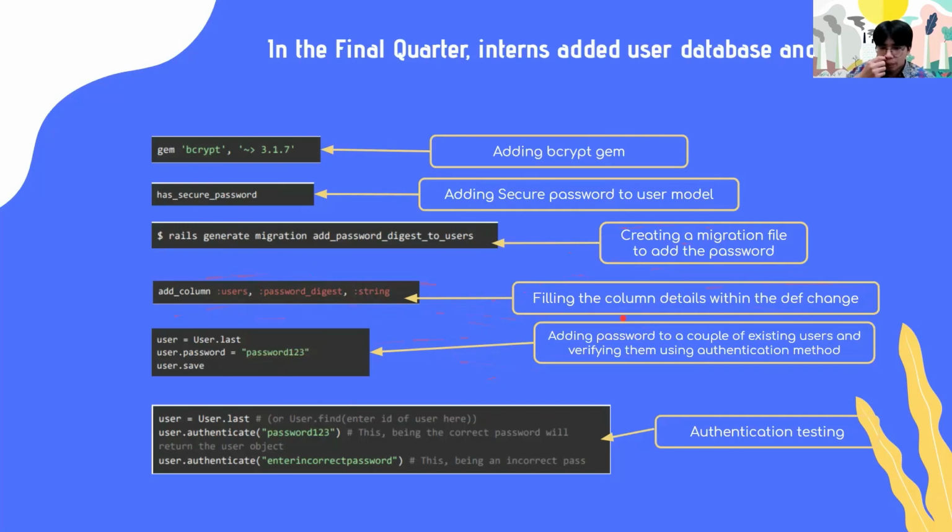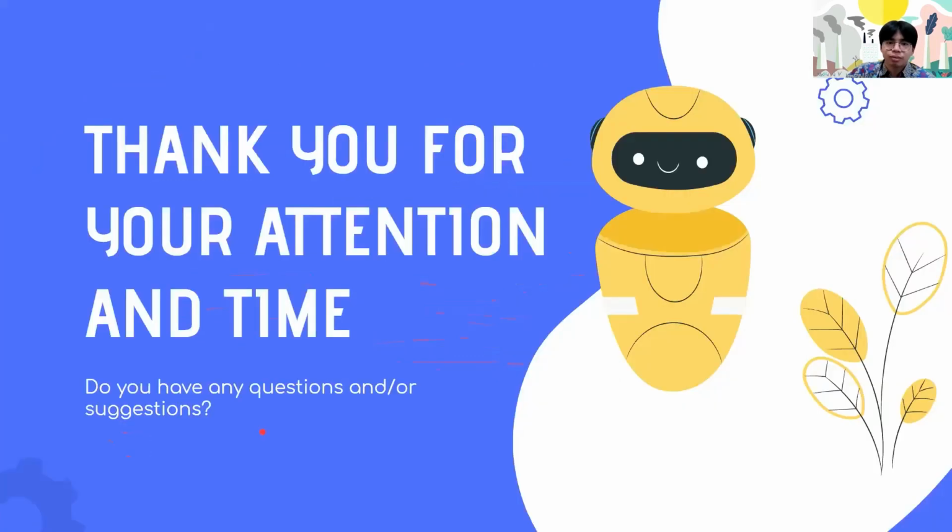The fourth one is to add a password to a couple of existing users and verify them with the authentication method. And lastly is just for authentication testing. It's just to test if the new user can log in or not.